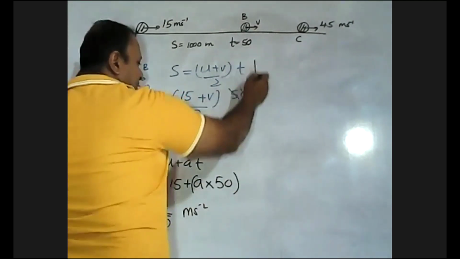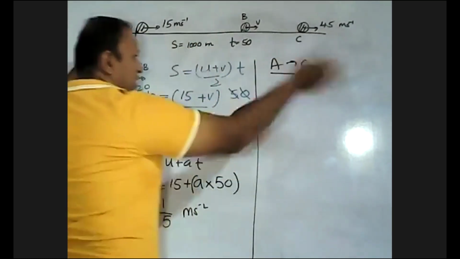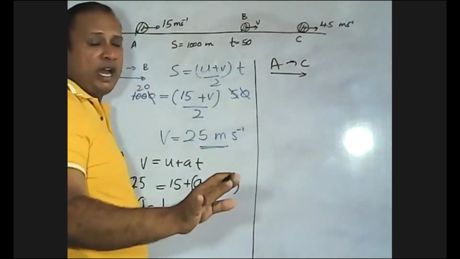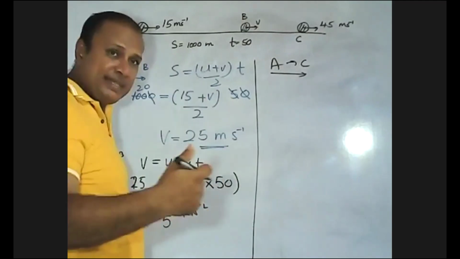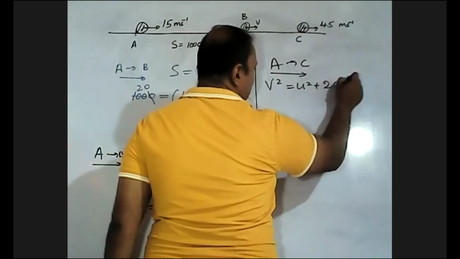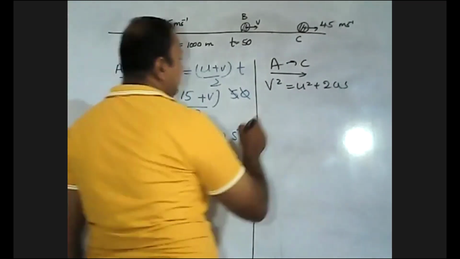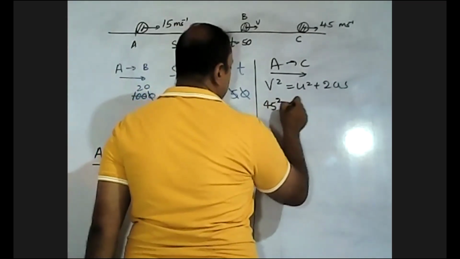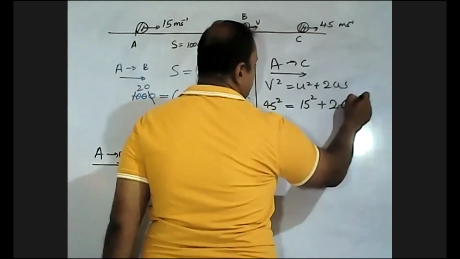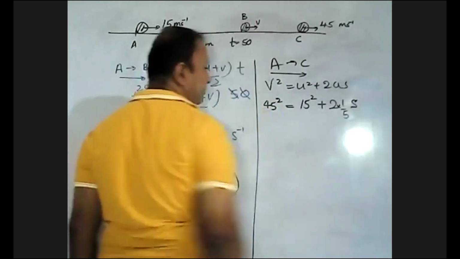Therefore, I can write from A to C directly. You don't know the time, so without time I can find s using the equation V squared equals U squared plus 2as. In this case, V is 45, so 45 squared is equal to 15 squared plus 2a s, where a is 1/5.